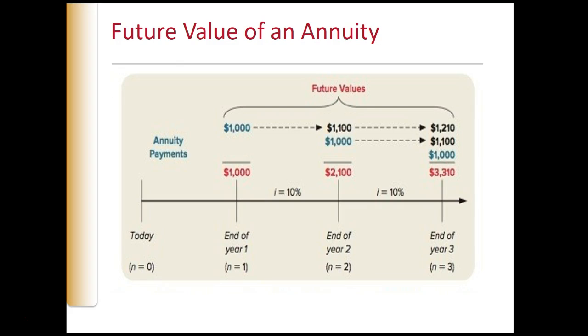Let's suppose that you decide to invest $1,000 at the end of each year for the next 3 years, earning 10% compounded annually. What will the value of these $3,000 payments be at the end of the 3rd year? This slide demonstrates how to calculate the future value of this annuity. By the end of year 1, the investment's future value equals the $1,000 annuity payment. No interest has been earned because you invested the $1,000 at the end of the year.